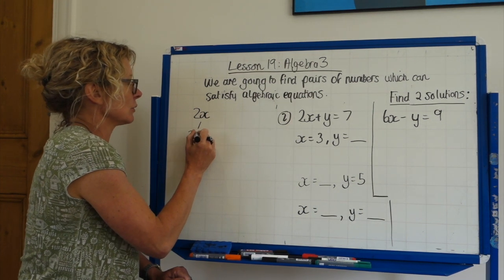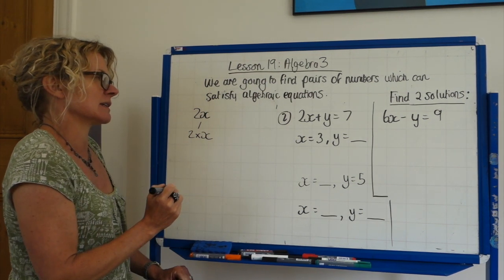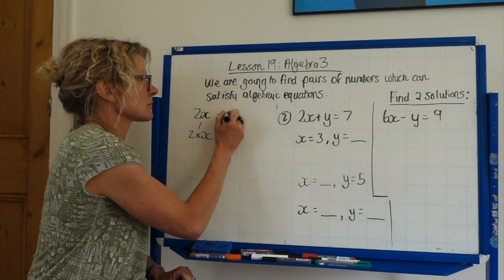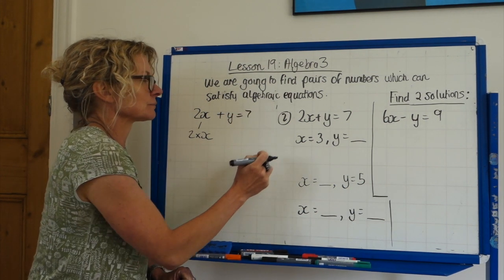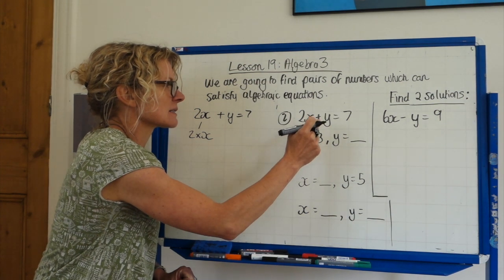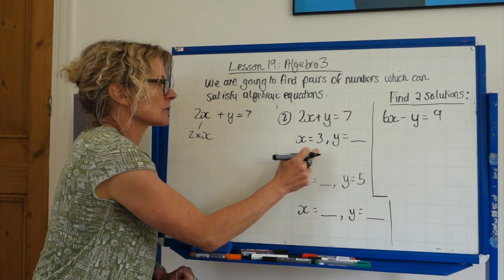2x is 2 lots of x, 2 times x, isn't it? Okay, plus y equals 7. So what times x plus y could equal 7? So let's break this down.